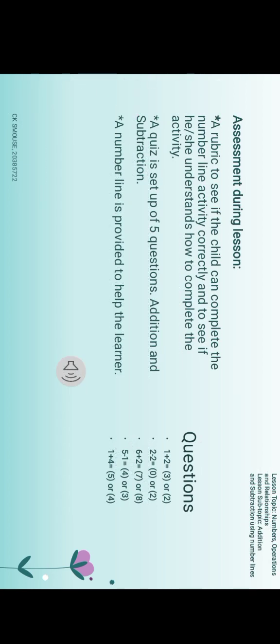My assessment during the lesson would be that I'll be using a rubric to see if the child can complete the number line activity correctly and to see if he or she understands how to complete the activity. The activity would be a quiz on the Kahoot app, which is set up of 5 questions, addition and subtraction. And then the learners will also be provided with a number line to help.